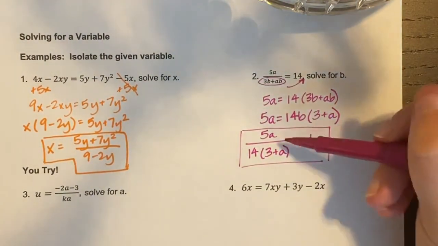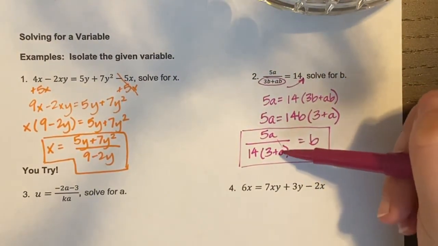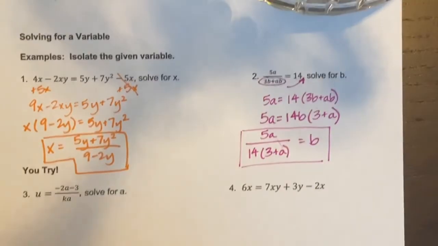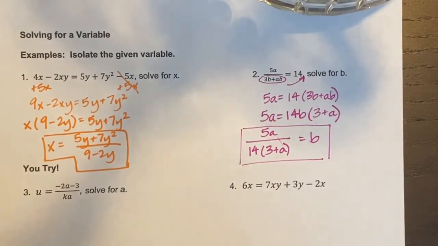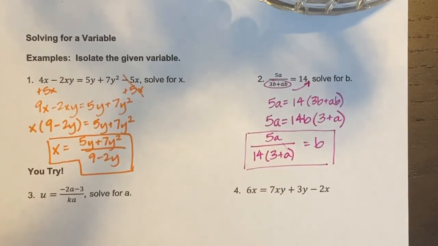Avoid the temptation of trying to cancel out these a's right here. They don't cancel because this a is being added and this a is being multiplied. All right, so try 3 and 4 on your own, and then use the next slide to check your work.